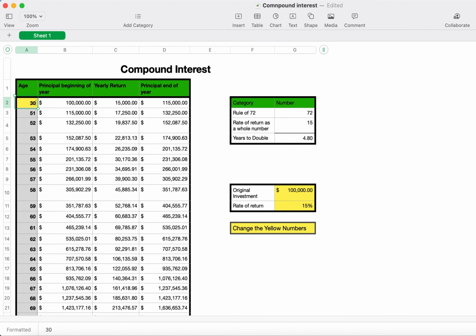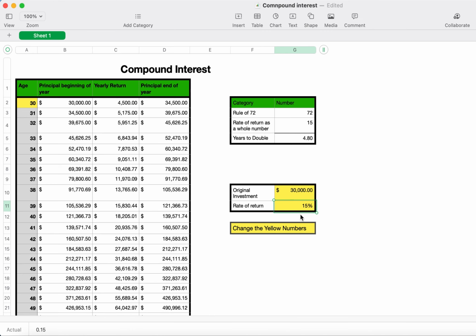Let's say you're 30 years old. Again, it doesn't matter the age, because right now we're just understanding compound interest and how it works. And you can change the amount in the worksheet to whatever feels good for you. And this rate of return, you can move to 20% if you want, and you can play with it.